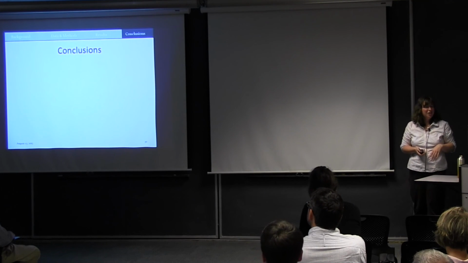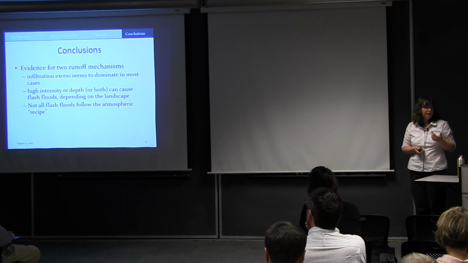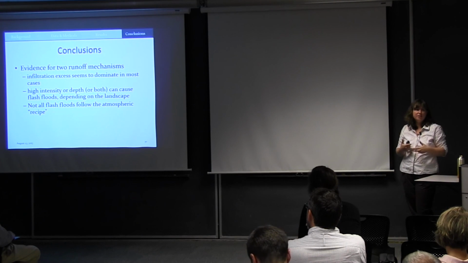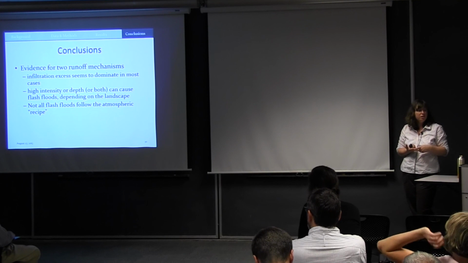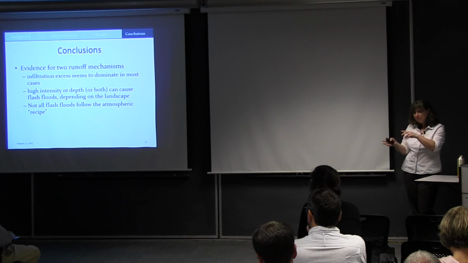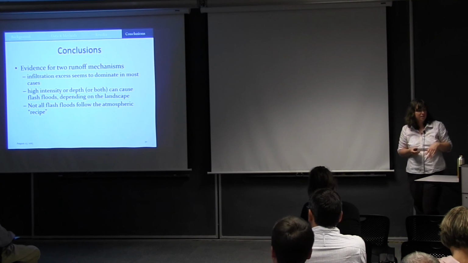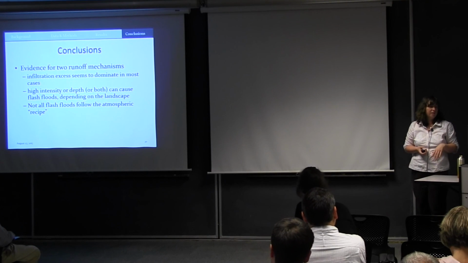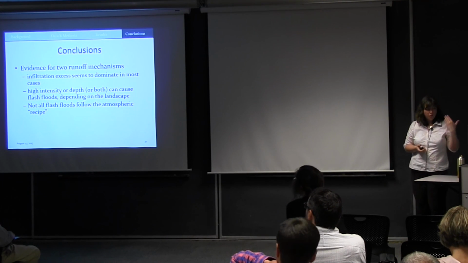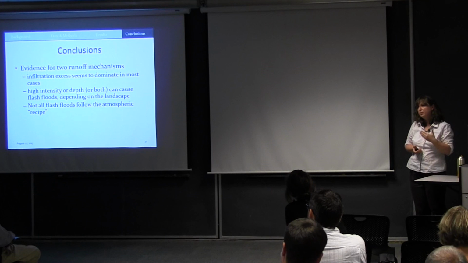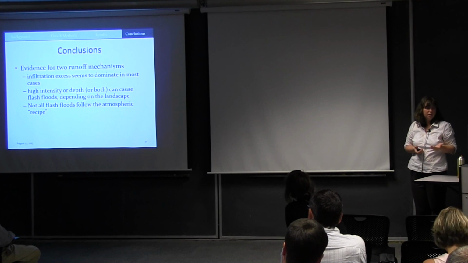So what does all this wrap up to mean? Basically, I think that I found evidence for both runoff mechanisms, infiltration excess and saturation excess. Infiltration excess seems to happen more often in the Northeast for flash floods. For regular storms, I think we can still argue that saturation excess is the dominant mechanism, but flash floods are special. High intensity rainfall or high accumulation can cause flash floods depending on the landscape. So it depends on the soil, it depends on the impervious areas.